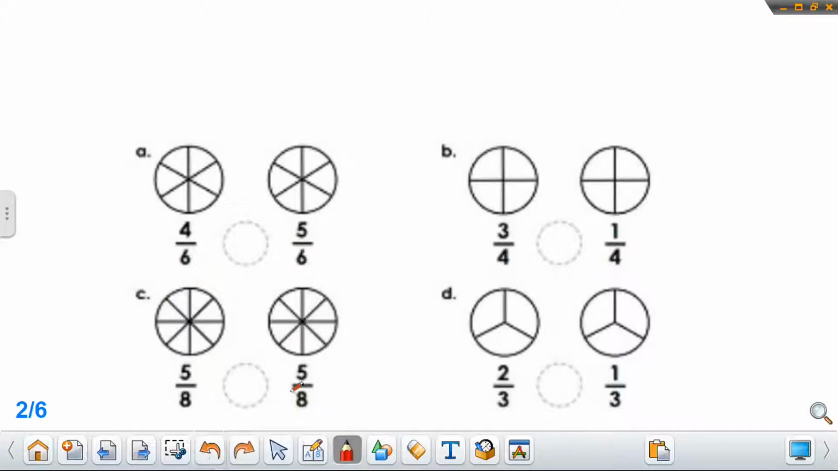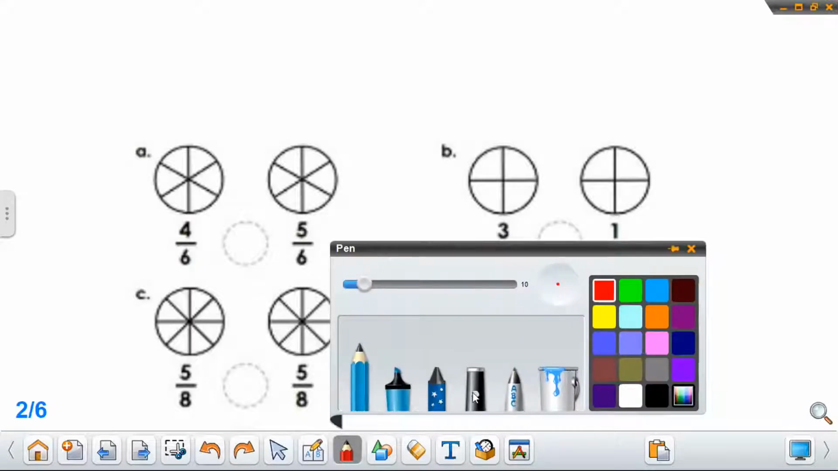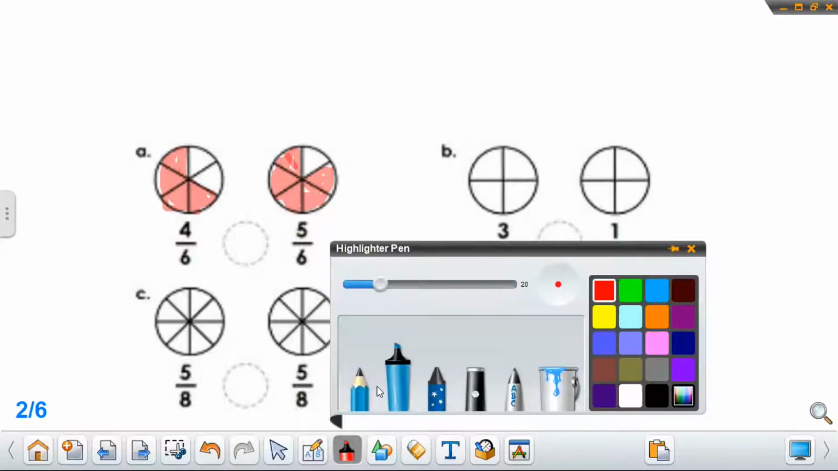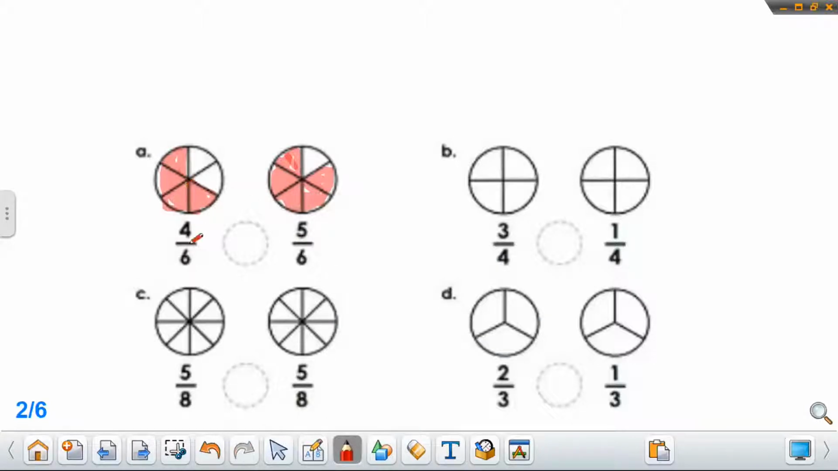The same denominator, now we have 4 out of 6, so 4 pieces out of 6 pieces. Let's, for example, shade 4 pieces like that. Now we need to shade 5 pieces here: 1, 2, 3, 4, 5. So 4 pieces out of 6, and here 5 pieces out of 6. Now this area is bigger than this area, so 4 out of 6 is smaller than 5 out of 6.